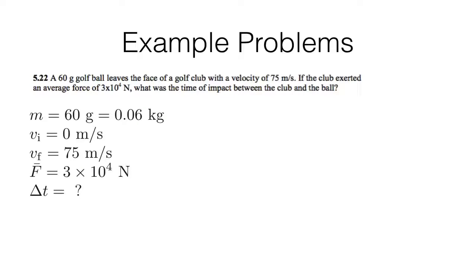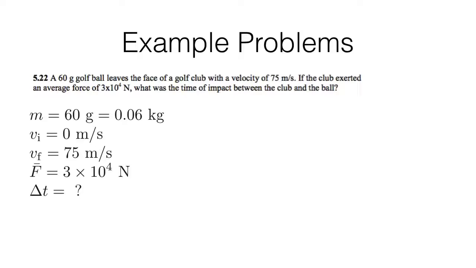The next problem is about a golf ball being hit by a golf club. The mass of the ball is given, and the velocity that it leaves the club face with was also given. The average force exerted by the club is given, and the question is, what was the time of impact between the club and the ball?